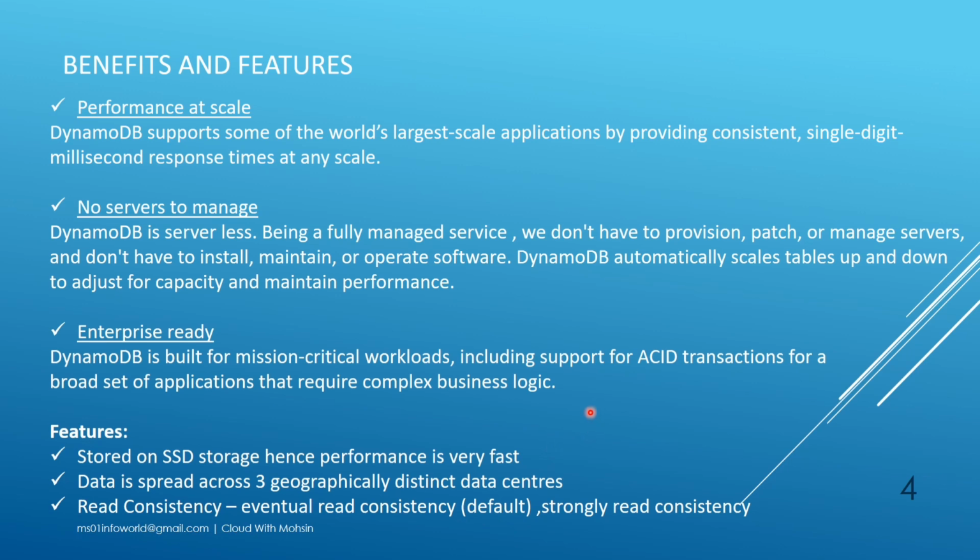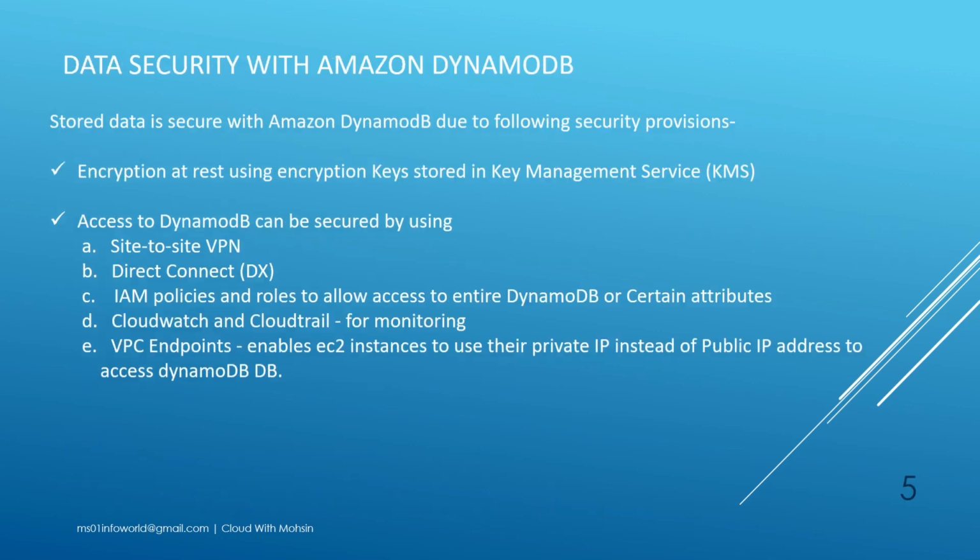Say, for example, the application is writing data to DynamoDB, and if the application reads the data after 1 second, that will be the default consistency, which is called eventual read consistency. However, if the application has written the data to DynamoDB and needs to read it within the same second, before 1 second lapses, then strong consistency is required. So these are some of the features of DynamoDB.